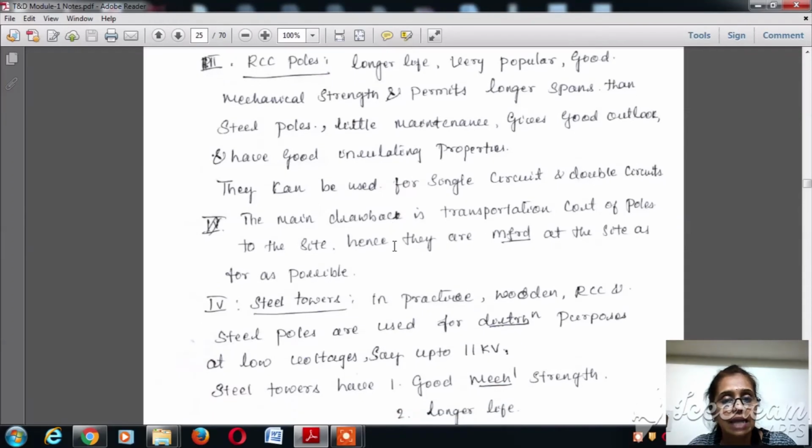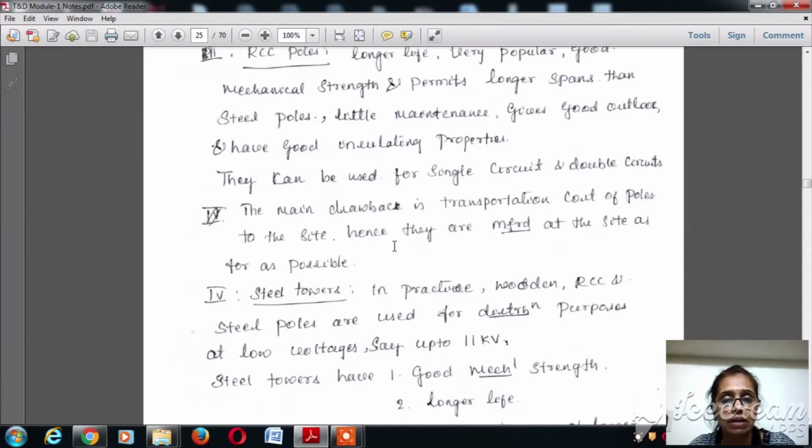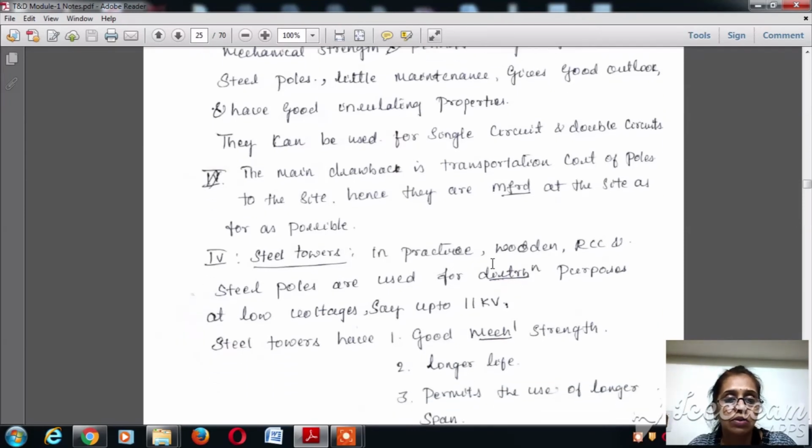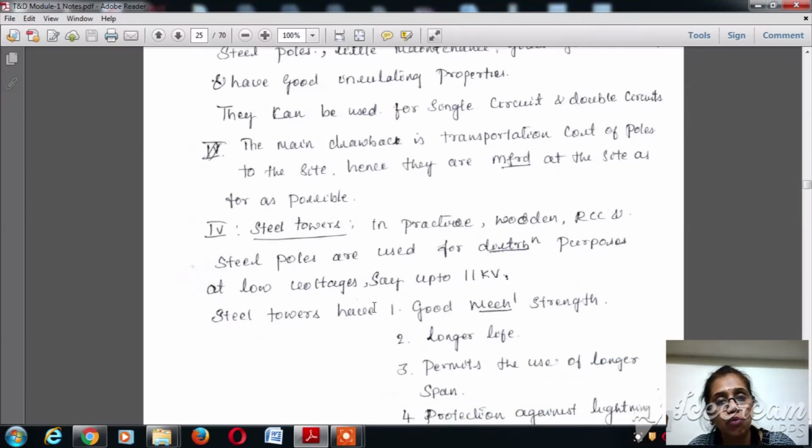This can be used for single circuit or double circuit lines, and the main drawback is the transportation cost of the poles to the site, and hence they are manufactured at the site as far as possible. So now coming to the fourth type, they are called steel towers.